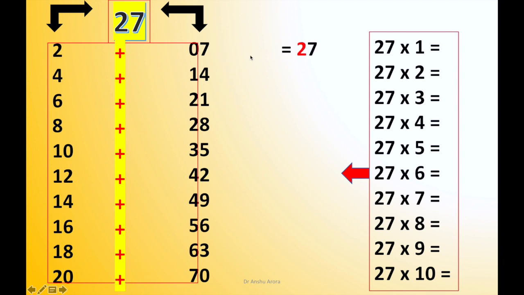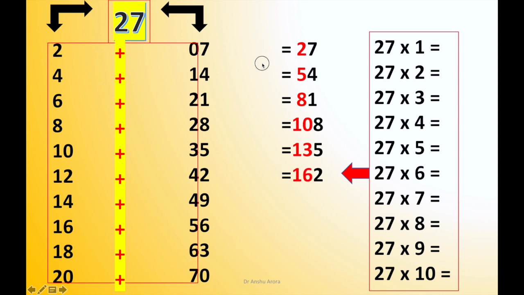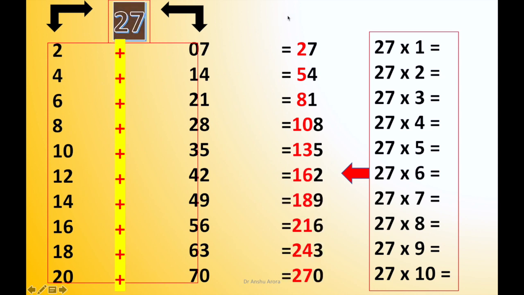Let's just do it. So we wrote 7, which is the units place of the table of the unit place number, and we added 2 and 0. Likewise, just pick up your unit place and keep adding the other two digits and your table of 27 is ready.